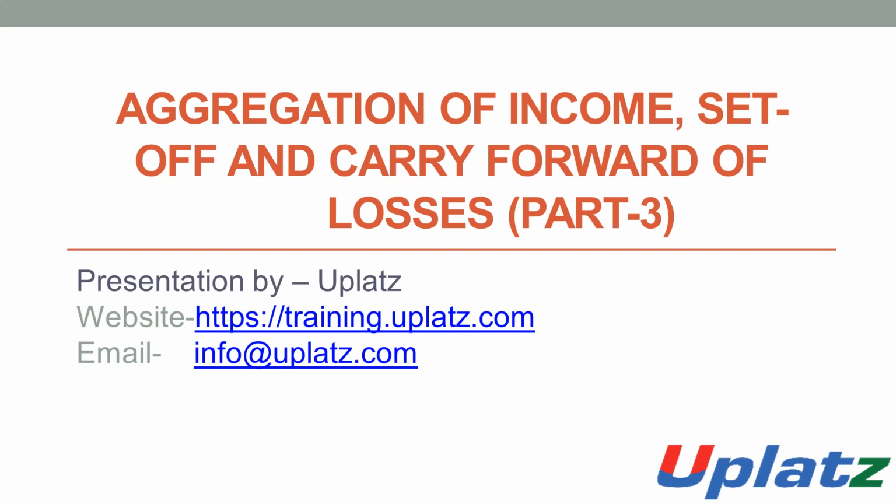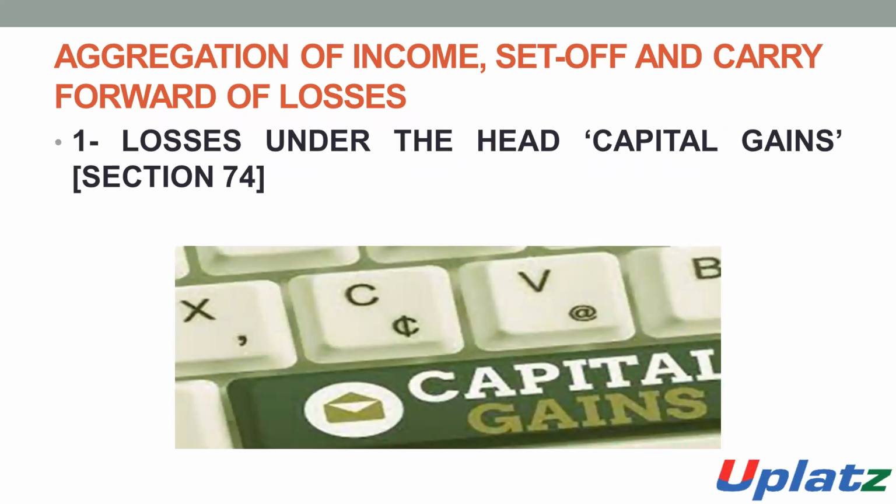So now we will start part 3 of aggregation of income, carry forward and set off of losses. Loss under the head of capital gain, Section 74. If an assessee has any loss under the head of capital gain, how will we set it off and how will we carry it forward? As per the provision, if a person has a short-term capital loss, the amount of short-term capital loss can be set off with short-term capital gain as well as long-term capital gain.